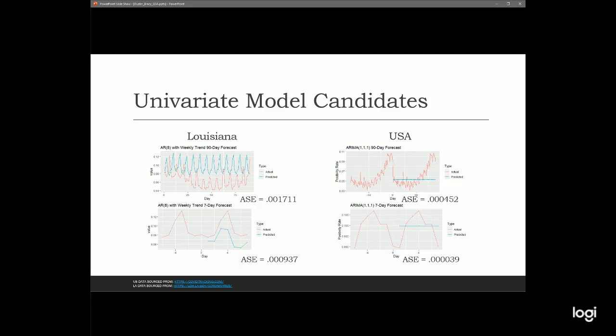For the USA data, I went with an ARIMA(1,1,1), which gives us a non-stationary model, and you can see it's performing fairly well, but not necessarily following the trend, which is to be expected with the ARIMA behavior. It's just going to carry the last observed point into the future.